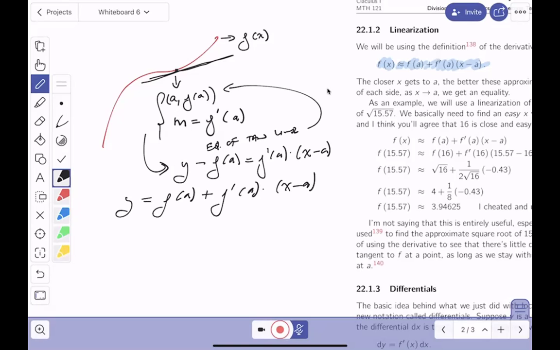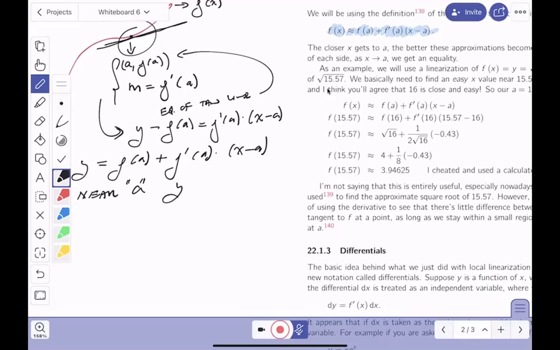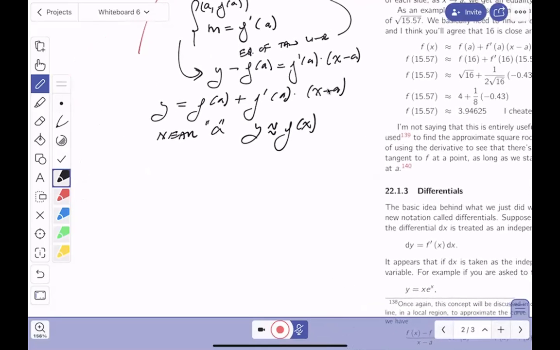Well, what are we saying? We're saying if we're near a, that's a rather influential term, by the way. If we're near a, we're going to say y is approximately the same thing as f(x) if we're near a. That's all I'm saying. So what do you get over here? Let's write that down. So y is approximately f(x).